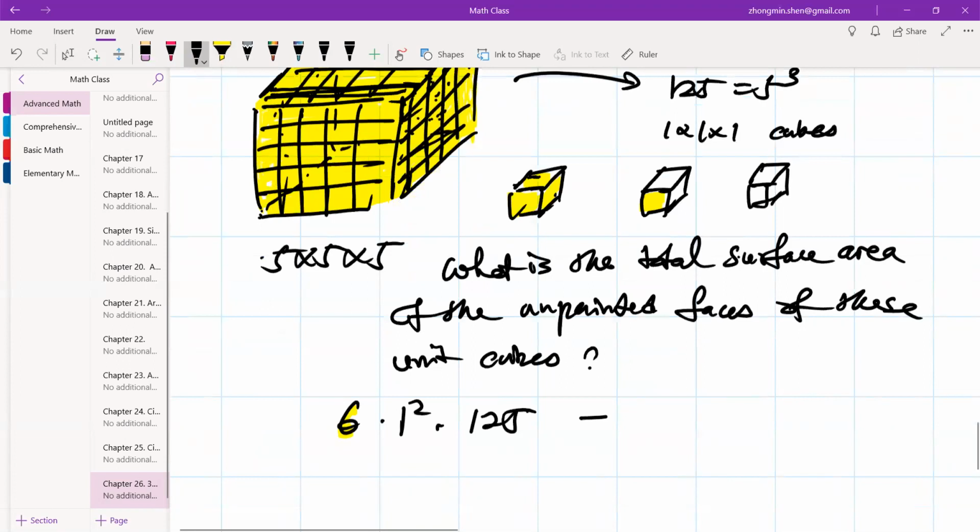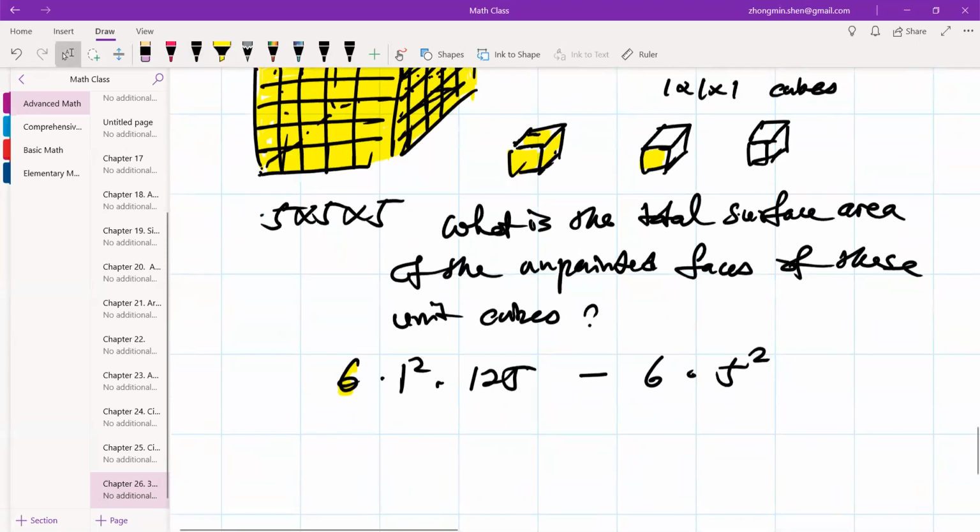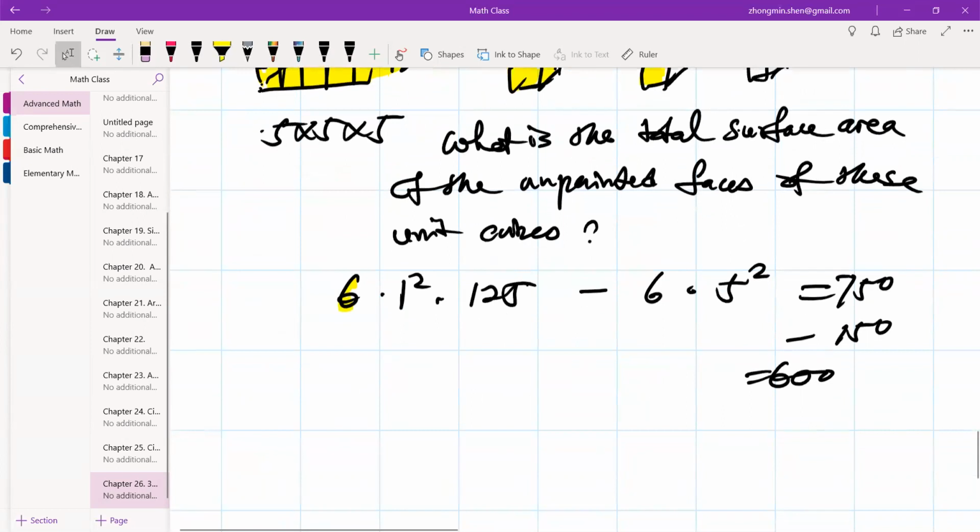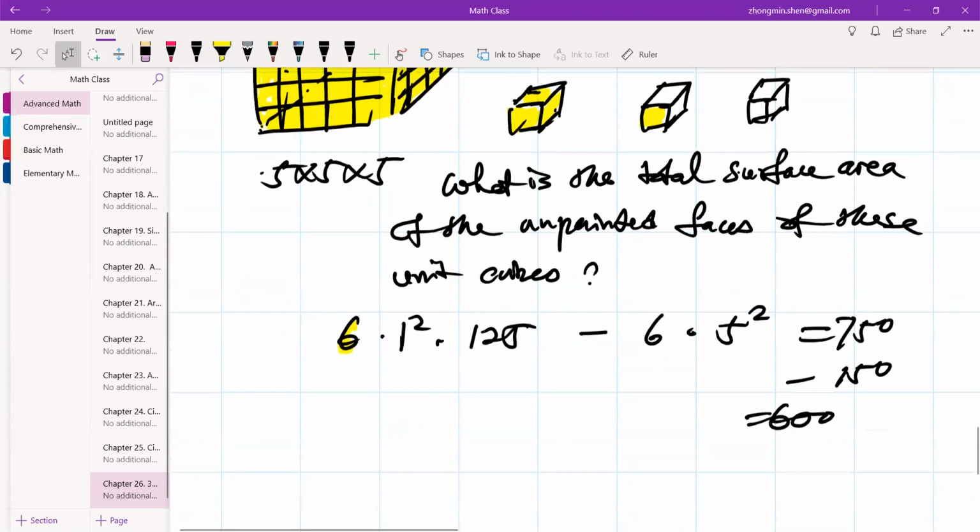delete those painted faces, you just go back to the larger cube. That larger cube is 6 times 5 square because you have 6 larger faces there. Each face is 5 square. So if you take this difference, it's going to be 600. Yeah, it's going to be 600 because 6 times 125 is 750, minus 150, it's going to be 600. So there'll be 600 unpainted faces because each face's area is 1 square unit.